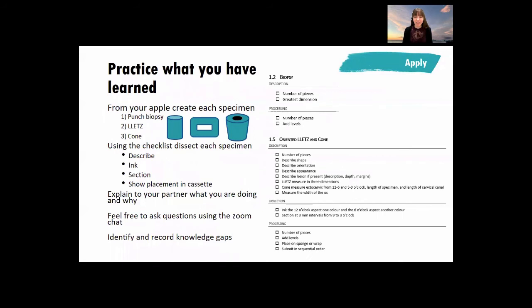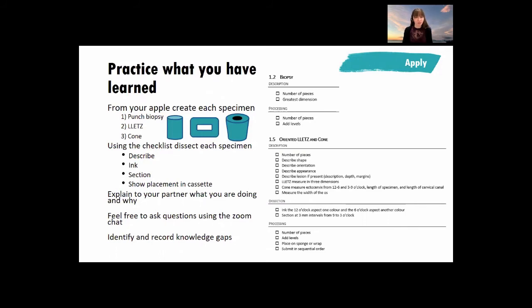And now you will get the chance to apply what you have learned today. For this exercise, you will need an apple, a knife, any kitchen knife will do, paper towels, a cassette or a container similar in size to a cassette, and a marker. Once you have these items, please create a punch, LLETZ, and cone specimen from your apple.